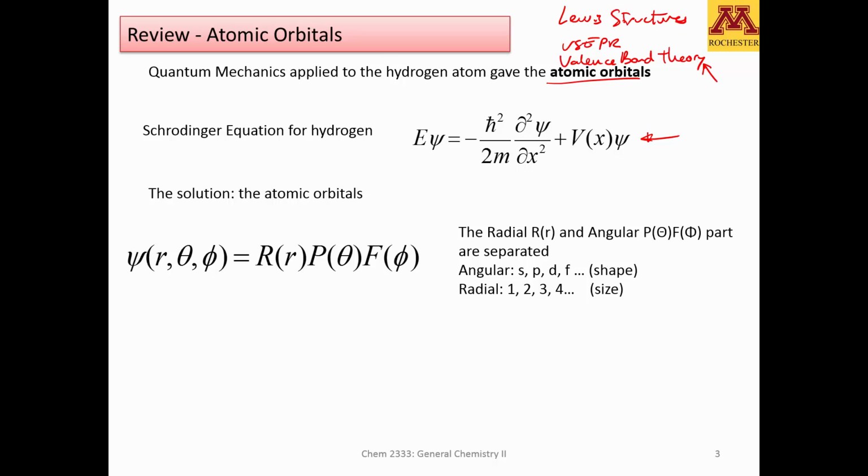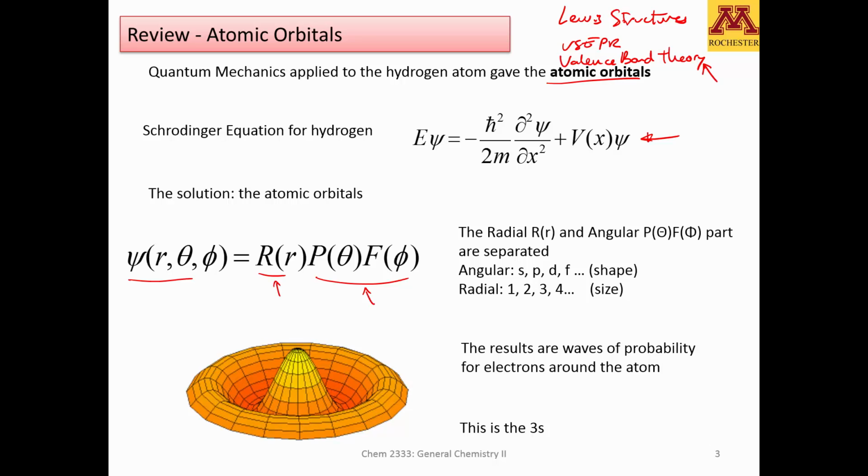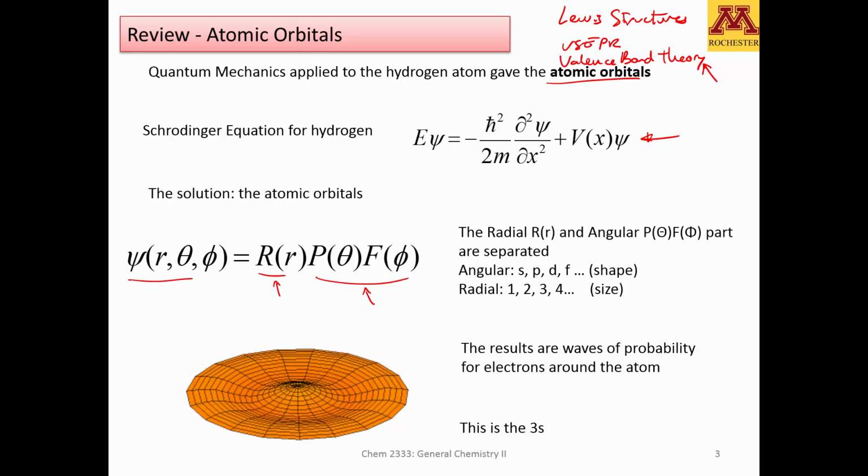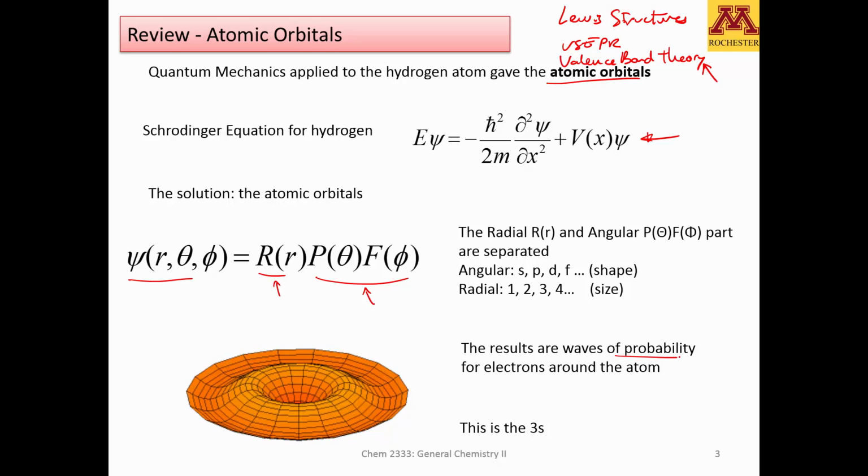You need to do a change of coordinates, and you need to factorize your overall atomic orbital into a radial and an angular component. The radial component gives you the size. The angular component gives you the shape and orientation, etc. We'll not go into the mathematics of it, but the take-home message is that atomic orbitals are waves. Waves of what? Waves of probability.